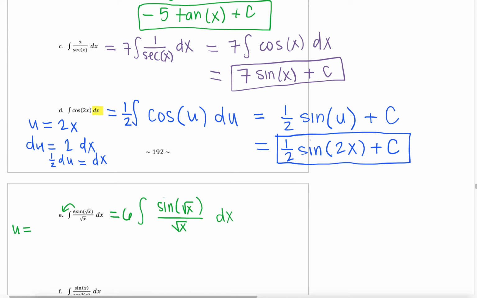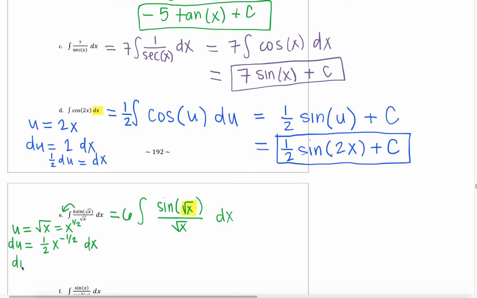What do you guys think the u will end up being? So in this case, the u is going to be the square root of x, but I want to be very specific about which square root I'm talking about. It's only the square root that's inside the trig function. And the reason it's only the one inside the trig function is because the one in the denominator is actually part of our derivative. So if we take the derivative of the square root of x, well, I could rewrite that as x to the 1/2. So when I power rule that, the 1/2 comes down, and we end up with x to the negative 1/2.